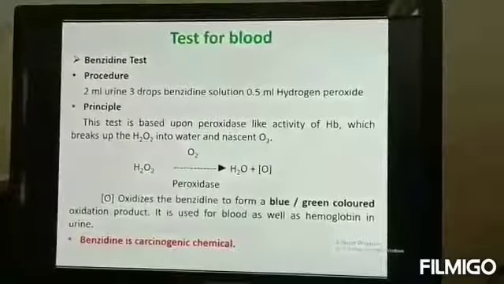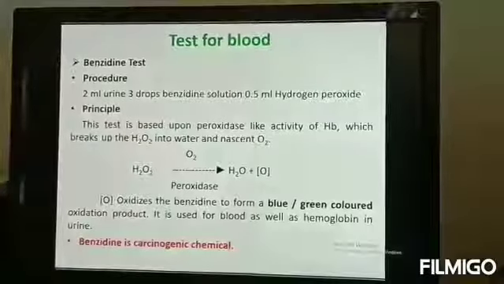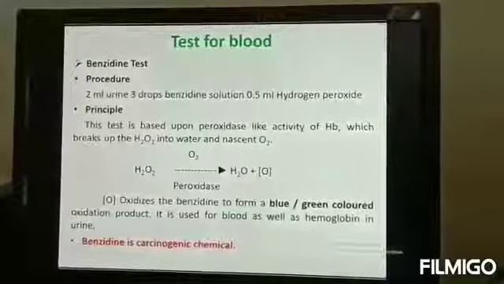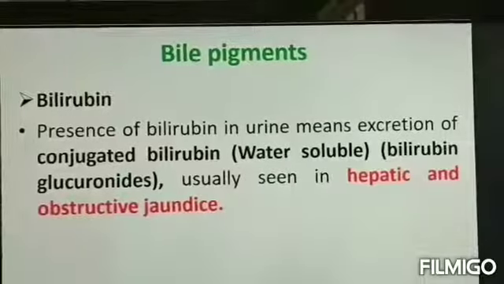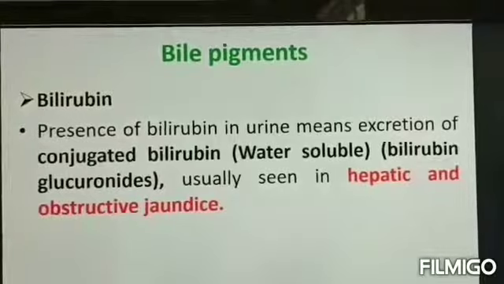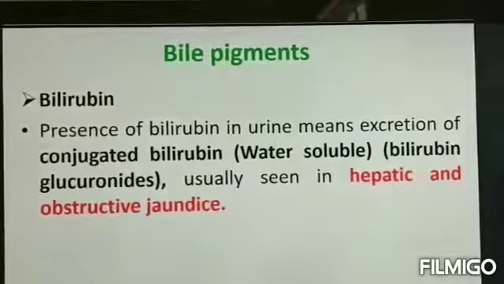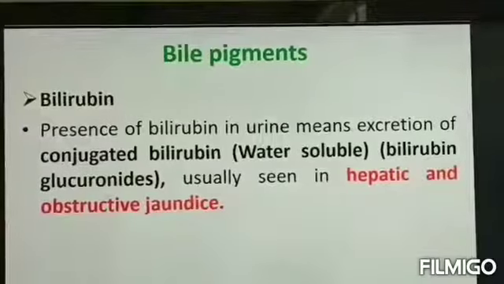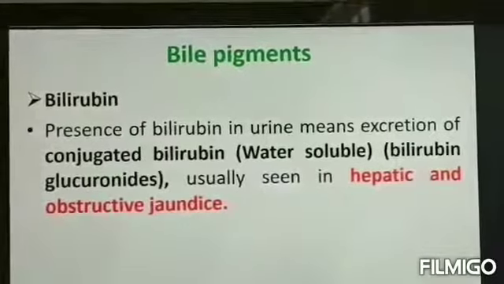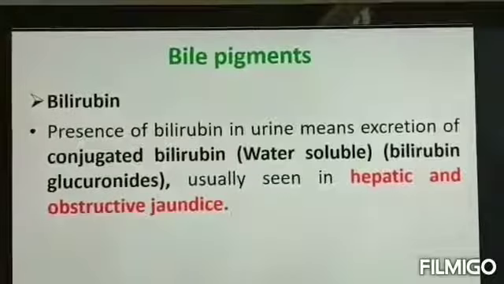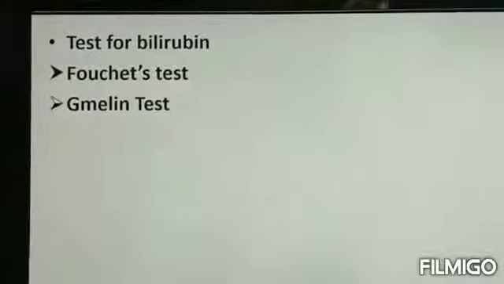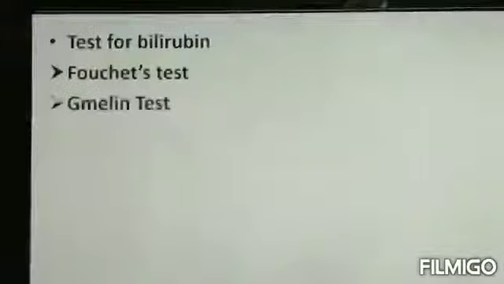Test for blood, test for bile pigment and test for urobilinogen. First, the test for blood is the benzidine test. Next, the test for bile pigments, which includes tests for bilirubin and biliverdin. Presence of bilirubin in the urine means excretion of conjugated bilirubin, usually seen in hepatic and obstructive jaundice. For the tests for bilirubin, you just have to remember the names: Fouchet's test and Gmelin's test.